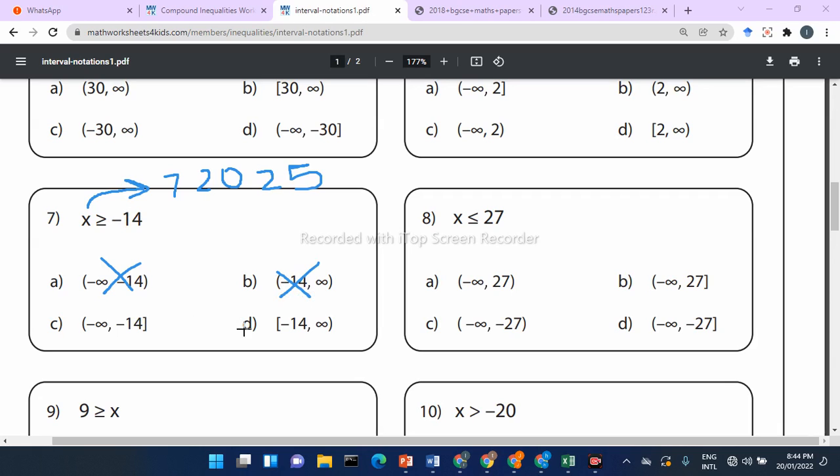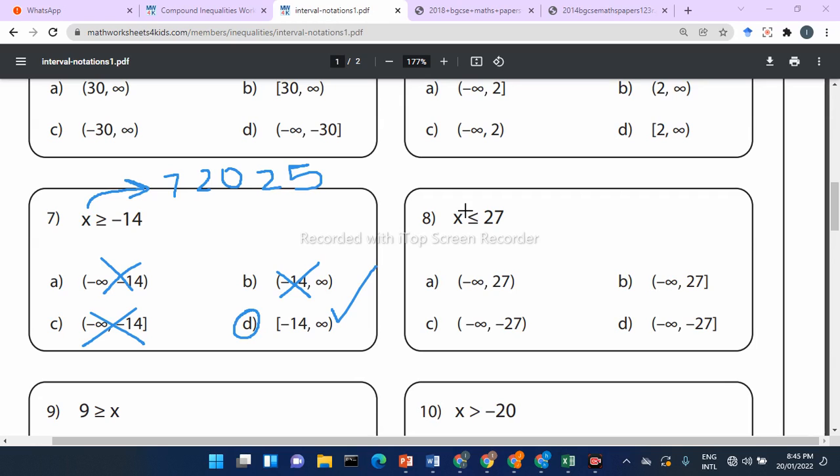Let's look at C. It's either going to be C or D. We want numbers that are bigger than negative 14. Here, C says start at negative 14 but get smaller and smaller. But we don't want to do that. We want to get bigger and bigger. So it's not this. So the answer is definitely D, because we're going to start at negative 14 and get increasingly larger. And so the answer here is D.